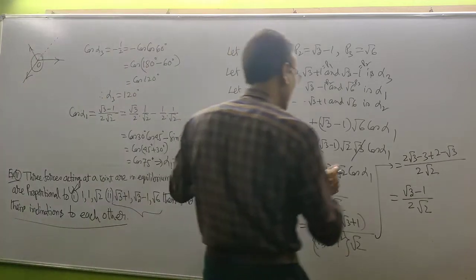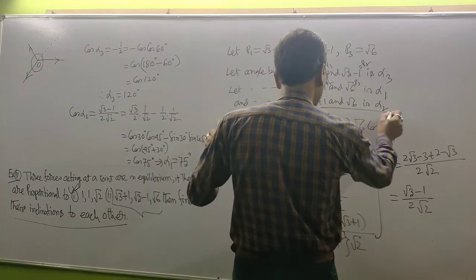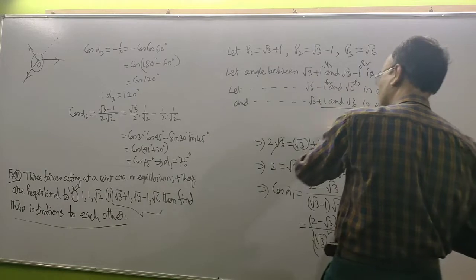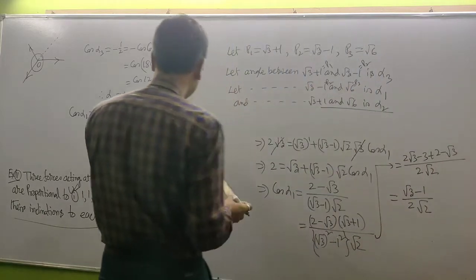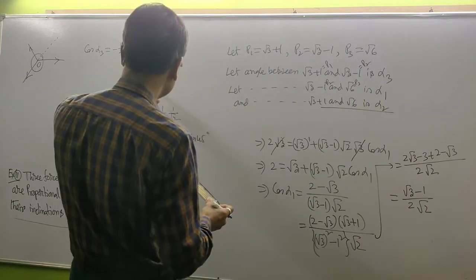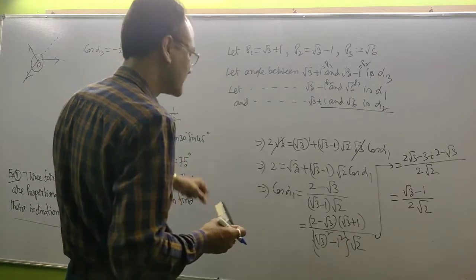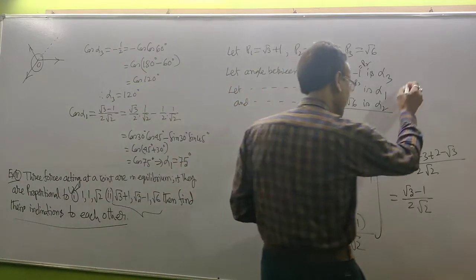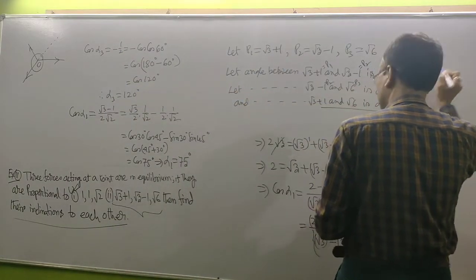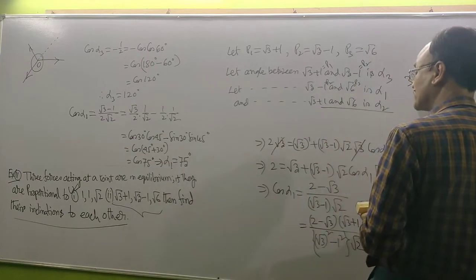Yes. Now, I am going to find alpha 2. You may write alpha 2. What is alpha 2? It is 360 degree minus (75 degree plus 120 degree).